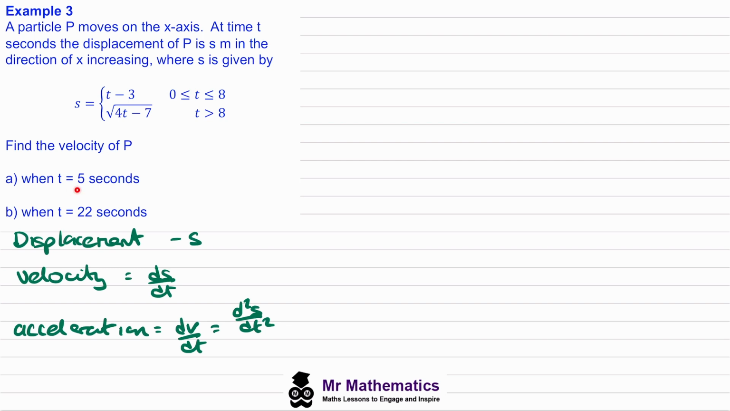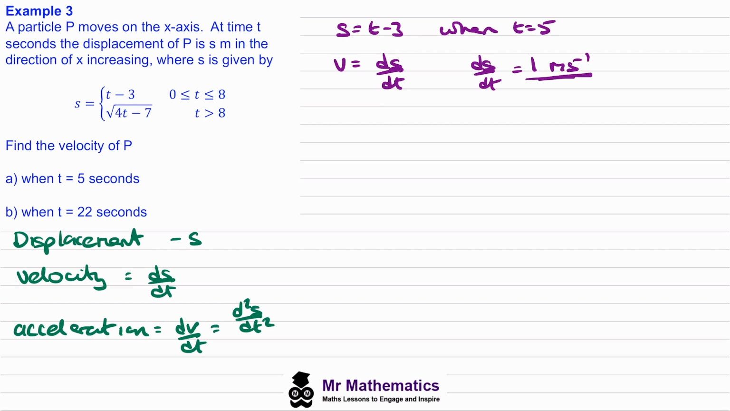Okay, so because t equals 5, we're going to use this upper function. So if we just say that s is equal to t minus 3 when t equals 5, and we want to work out the velocity, which means we need ds by dt. So if you work out ds by dt for this function, the constant negative 3 will go, and we'll differentiate t to make 1. So this will be 1 meters per second.